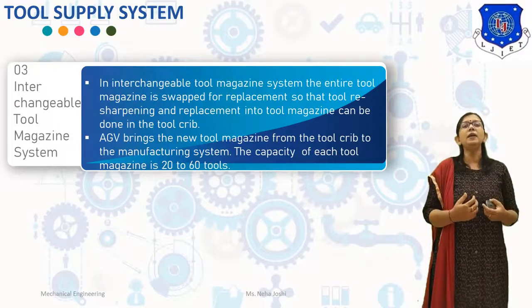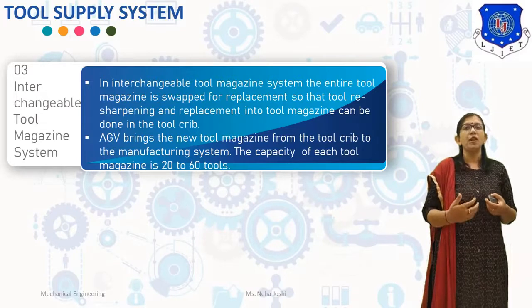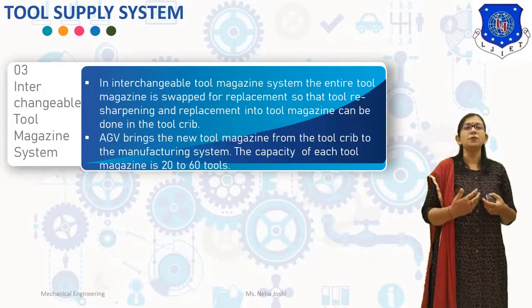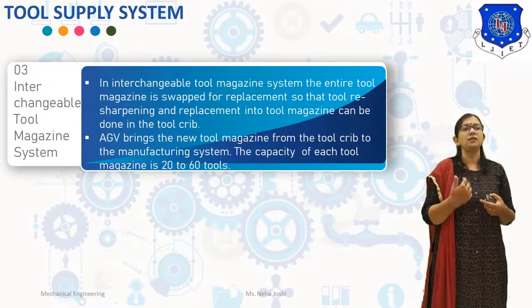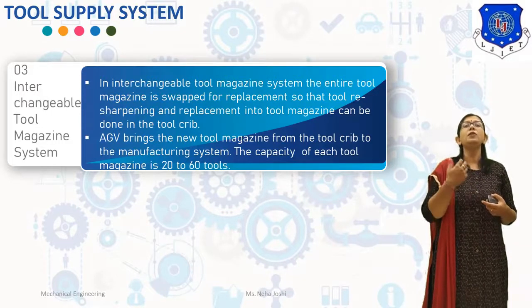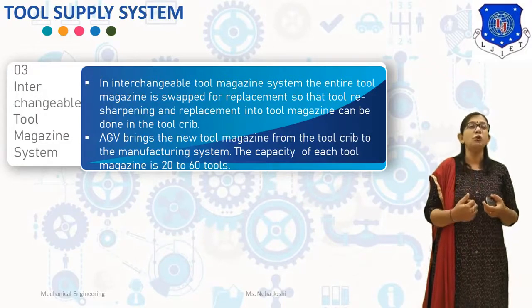As the entire tool magazine is replaced, this system reduces the changeover time. However, the additional transportation system, AGV, makes the system expensive. The capacity of interchangeable tool magazine system is 20 to 60 tools.